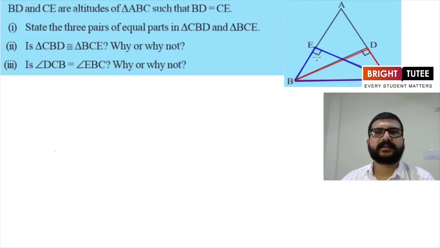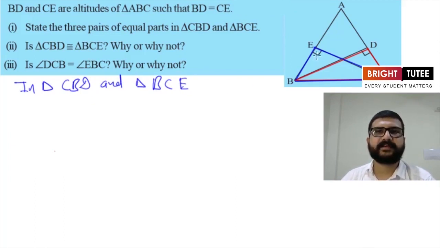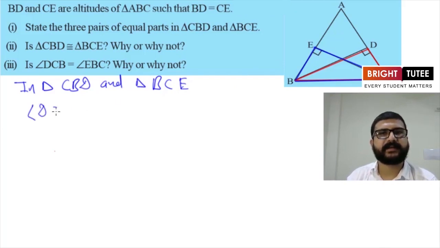Now in these two triangles, one of the angles is 90 degrees, that is angle E and angle D, they both are 90 degrees. So one thing which we are having common is 90 degree angles. So we can write it here in triangle CBD and triangle BCE. What we are having? Angle D is equal to angle E. So we can write it here, angle D is equal to angle E, and they are equal to 90 degrees.